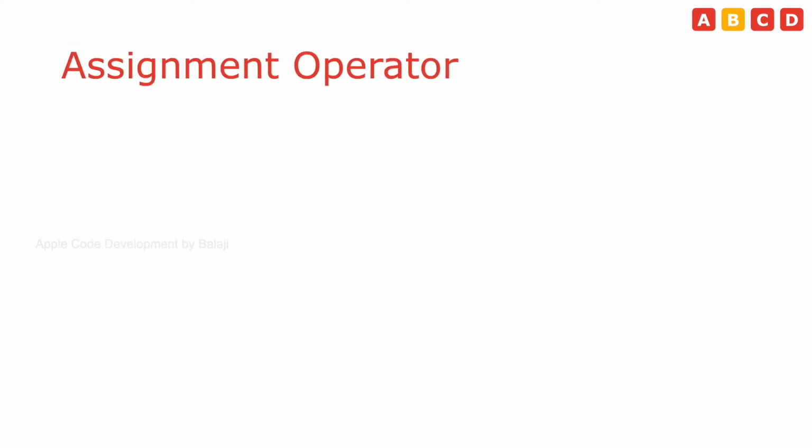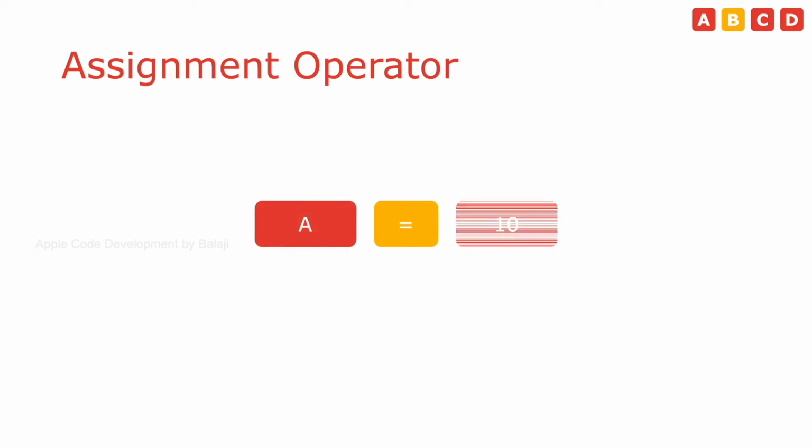The second topic is assignment operator. How will you assign a value to a property? Like let a equal to 10. Here the equal to is the assignment operator. Yes, it is assigning the value 10 to property a.